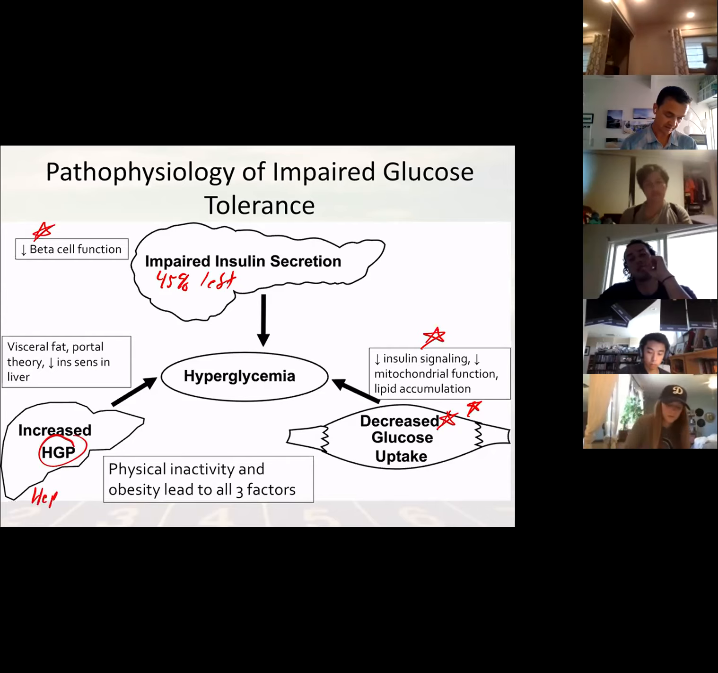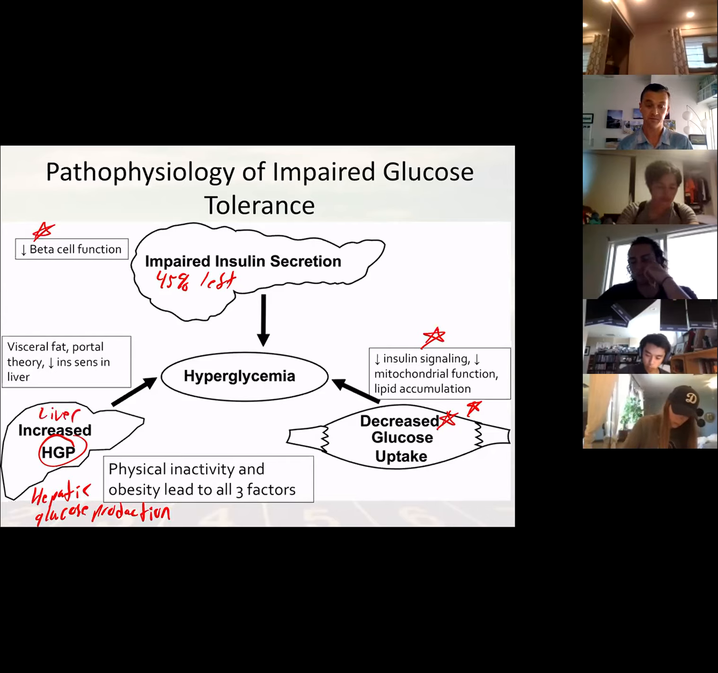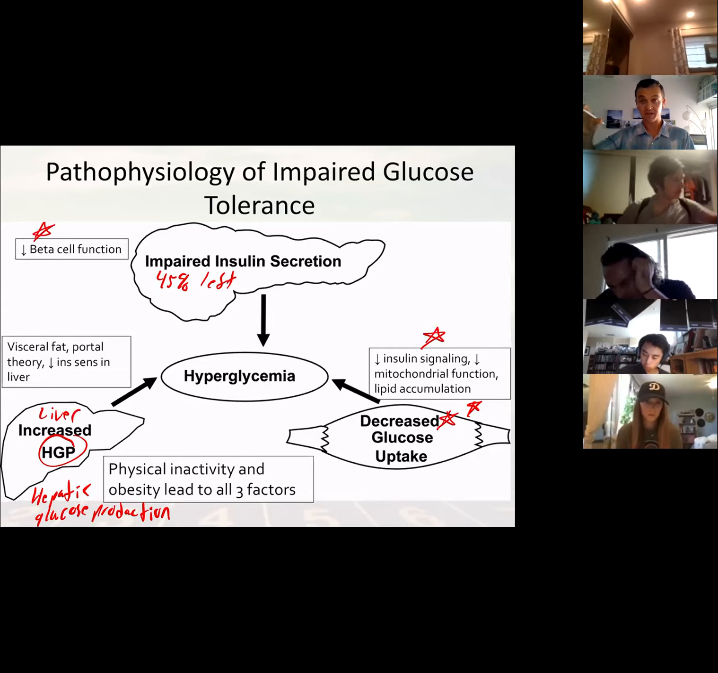HGP means hepatic glucose production. The number one time that our liver is important, and this is the liver, in helping us control our blood glucose is while we're fasting, while we haven't eaten. All that whole time when we're sleeping or we just haven't eaten, our liver is sensing the amount of glucose in the blood, and then it's sending out just the right amount of glucose by breaking down its glycogen to keep your blood sugar stable.